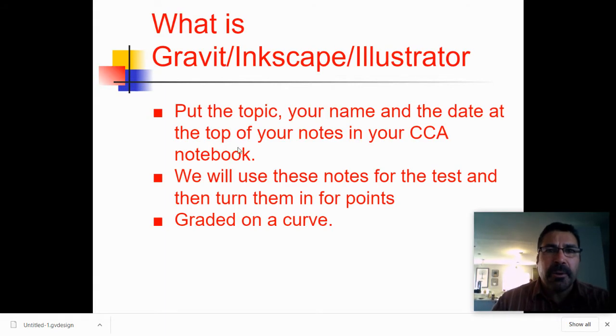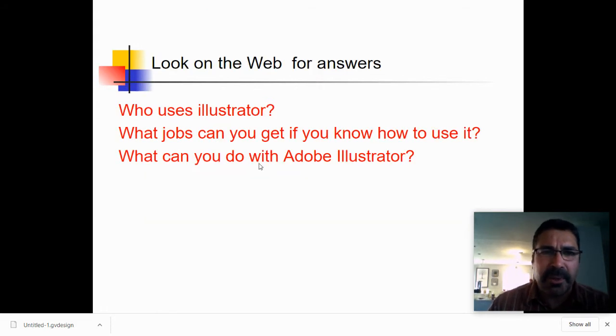All right, so I want you to get out a piece of paper. You should have a binder for each of your classes or a notebook for each of your classes. At the top of your paper, I want you to write Gravit, Inkscape, Illustrator, put the topic, your name, and the date at the top of the notes. We're going to turn these notes in for points. Whoever has the best notes gets 110%. Whoever has the worst notes gets 40%. So the notes are going to be an assignment.